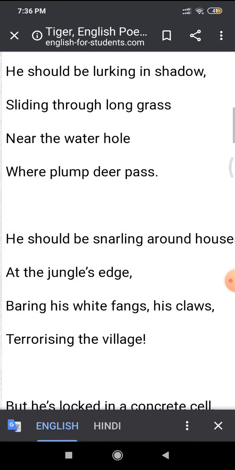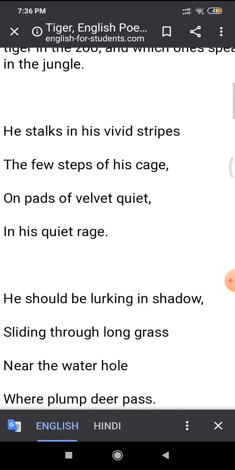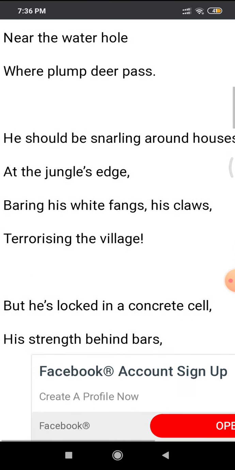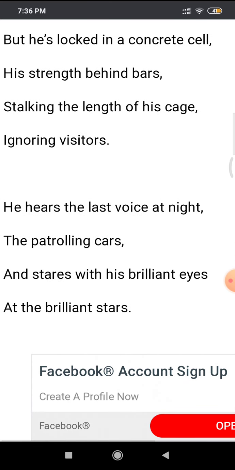Poetic devices. Come to the first paragraph. Velvet, quiet, quiet rage. See, the word quiet is repeated. This is repetition. Then let us move to the last paragraph. Brilliant eyes, brilliant stars. Brilliant is repeated again. That is repetition. Please make a note of it.